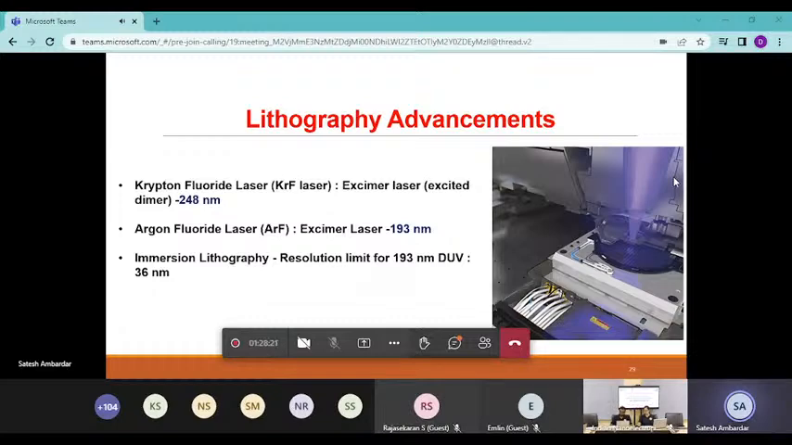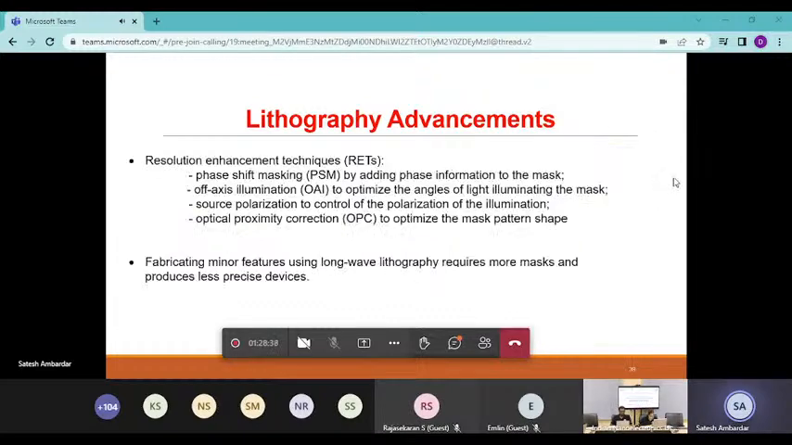Immersion lithography continued until the new development happened in terms of EUV, extreme ultraviolet laser. That was the next revolution. Yes, sir, we are running out of time, so please conclude within 5 minutes. Okay, thank you.